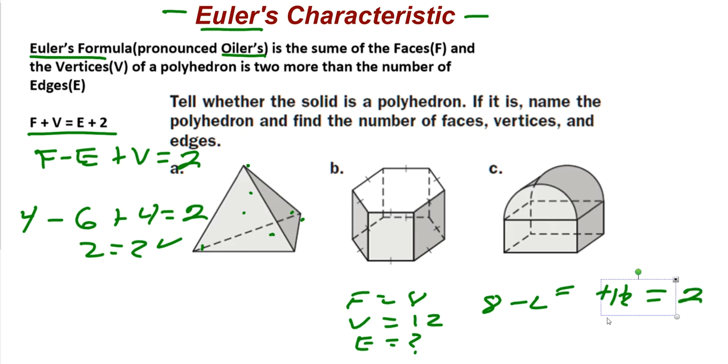That's 20. Negative E plus 20 is equal to 2. Subtract 20, and you're going to have E is equal to 18. All right. So you'd have 18 edges to this thing. And you can count 1, 2, 3, 4, 5, 6, and 6 on the bottom, and then 1, 2, 3, 4, 5, 6 around the edges there.